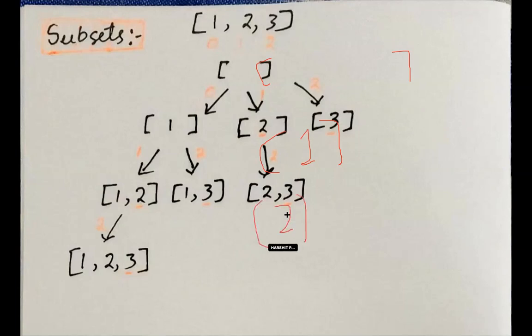And now appending 2 to this, this would be the outcome. Now this would keep going on. So now I have 4 subsets. Now in the next stage, I'll have 8 subsets. I'll append 3 to the empty one first.